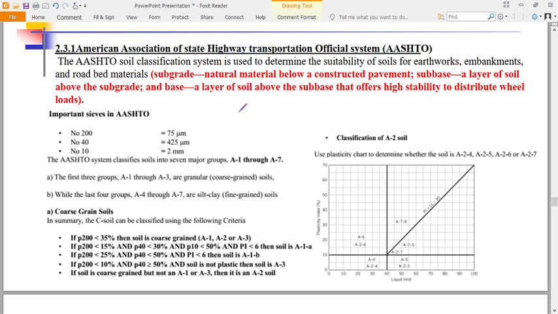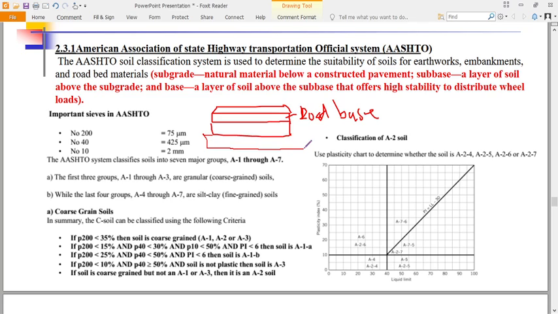This one normally is used for classification of soil for road construction. A road, as you know, has a number of layers. It has a wearing course, then the base course, which is the road base. Then it will have the sub-base. Finally, it will have the subgrade, the road bed.